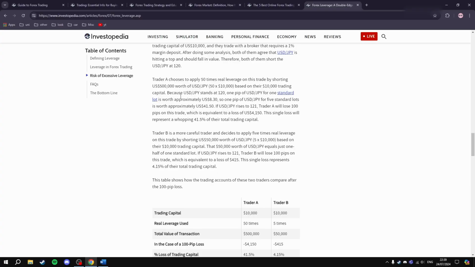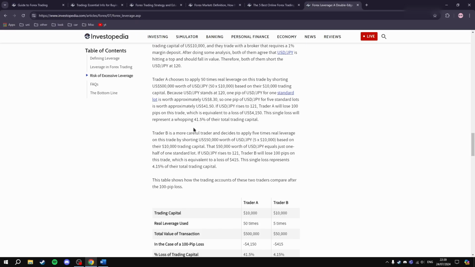If USD/JPY rises to 121, trader A will lose 100 pips on this trade, which is equivalent to a loss of 4,150 USD. This single loss will represent a whopping 41.5% of their total trading capital.